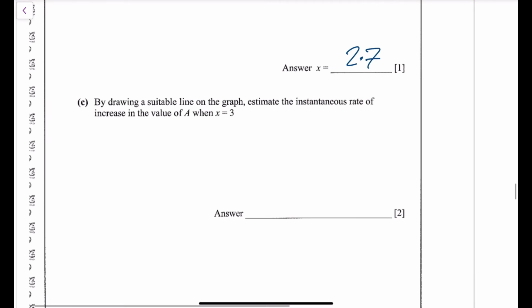And then it says, by drawing a suitable line on the graph, estimate the instantaneous rate of increase in the value of A when x equals 3. What it's asking you to do is find the gradient when x equals 3. That's what they're asking us. So I think it's new on the course a few years ago.